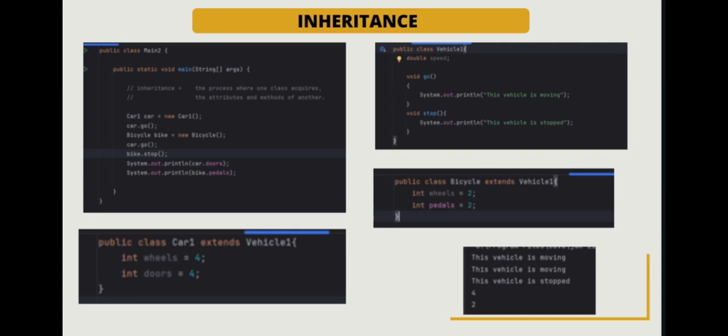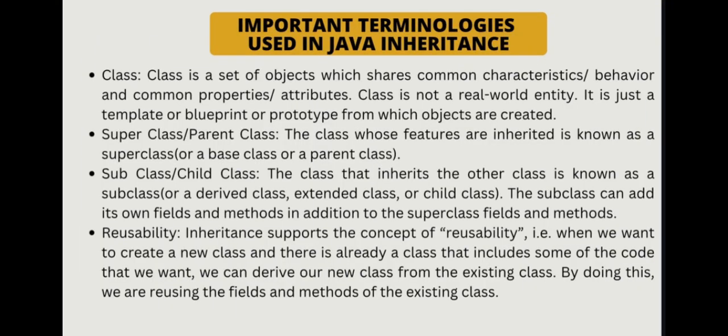And for Bicycle, we can use the bicycle object too. We created an object like bike, and we use methods from Vehicle too because it extends the Vehicle class. Important terminologies used in Java inheritance would be, first of all, class. A class is a set of objects which share common characteristics, behavior, and common properties and attributes. A class is not a real-world entity, it is just a template, a blueprint, or prototype from which objects are created.